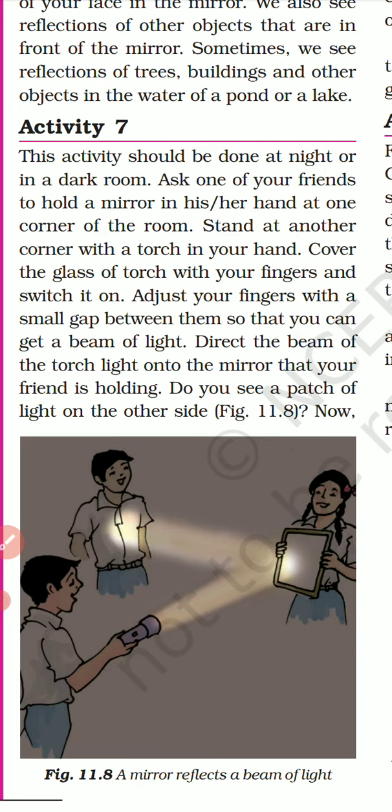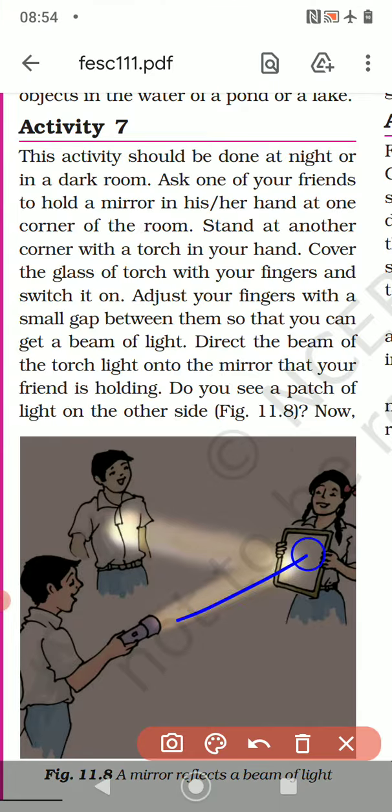Okay, do you see a patch of light on the other side? So you see that you are directing the light here, isn't it? You are directing the light here, but you see the reflection of light here as well, isn't it? So what is this? This is called reflection of light. So light is getting reflected from the smooth surface of the mirror to this boy. Okay, so this is the reflection.